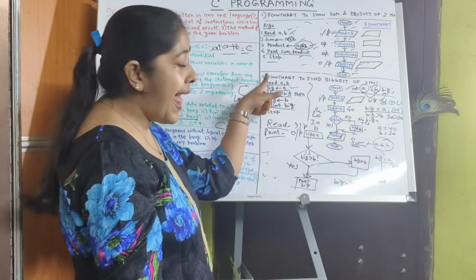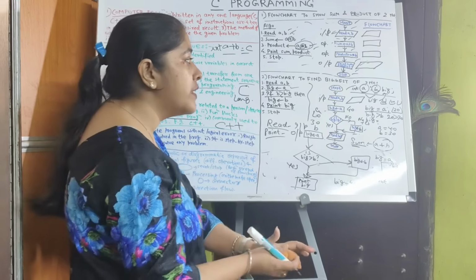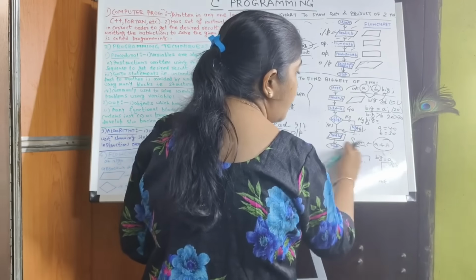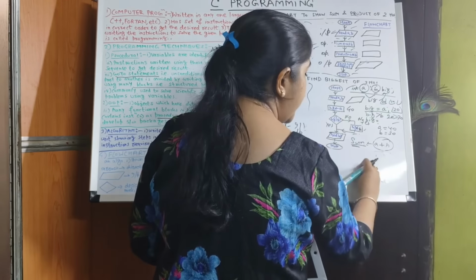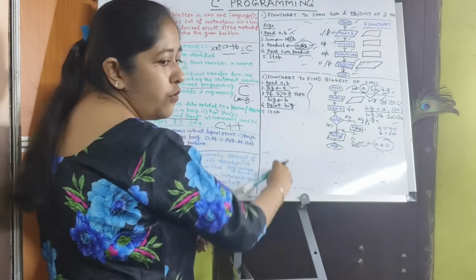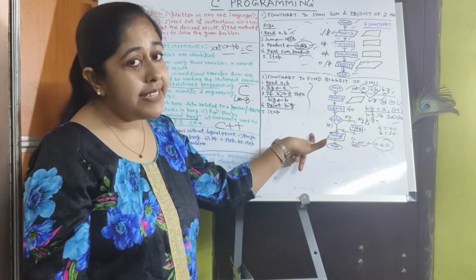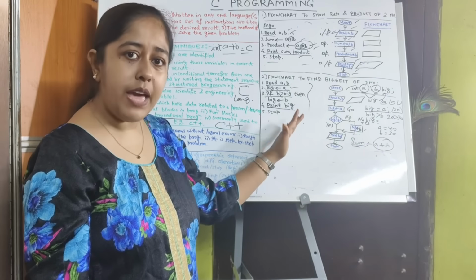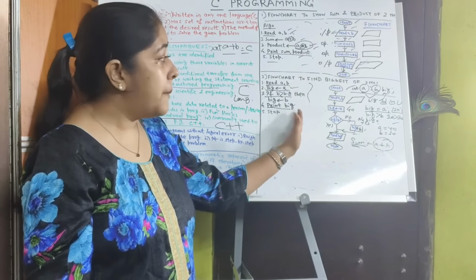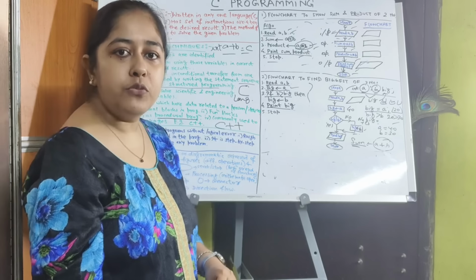But in the algorithm, it is not clear how the sequence of flow is going on. When you write the whole flowchart, the sequence will be clear. In the algorithm you have only the idea, but how the flow will go, you have no idea. But in the flowchart, you will have the idea of how the flow is going on.